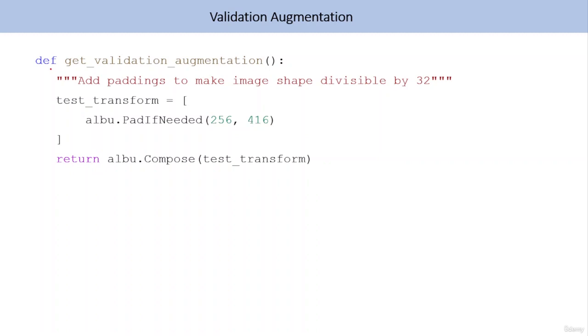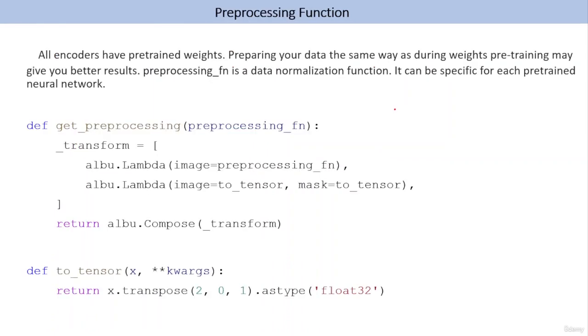So here is the Python code to transform and augment the validation images or test images. You can see the get validation augmentation function. Here we have applied only one transformation, that is pad if needed, because we want to fix the image size 256 by 416 to make the image shape divisible by 32. That could be the requirement of the network, but you can change it according to your requirements. So validation augmentation we will apply to the validation data and the testing data to make sure the image shape is divisible by 32.